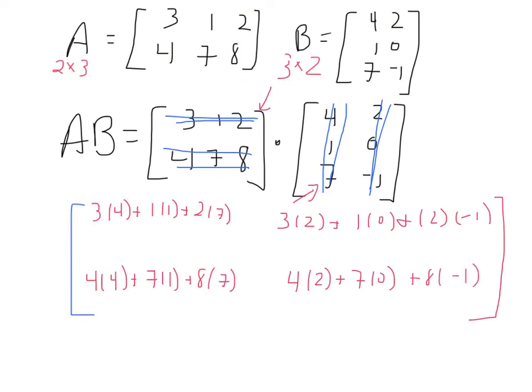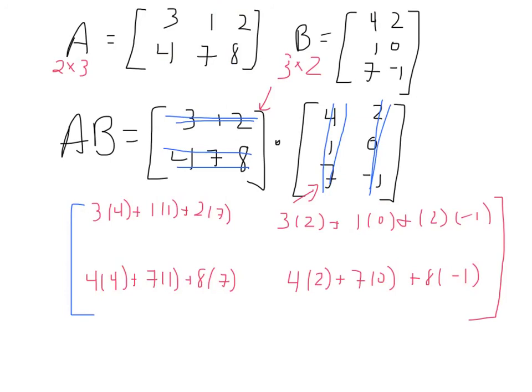And the nice thing is when you keep everything organized and you're trying to backtrack to see if you did it right, if you look inside the parentheses 4, 1, and 7, and if you look inside the parentheses here, 2, 0, and -1, they're the same numbers. So that lets you know that you did everything right. And then if you look in the rows, 3 and 3, 1 and 1, 2 and 2. And then 4 and 4, 7 and 7, and 8 and 8. So it lets you know that you kept everything organized.